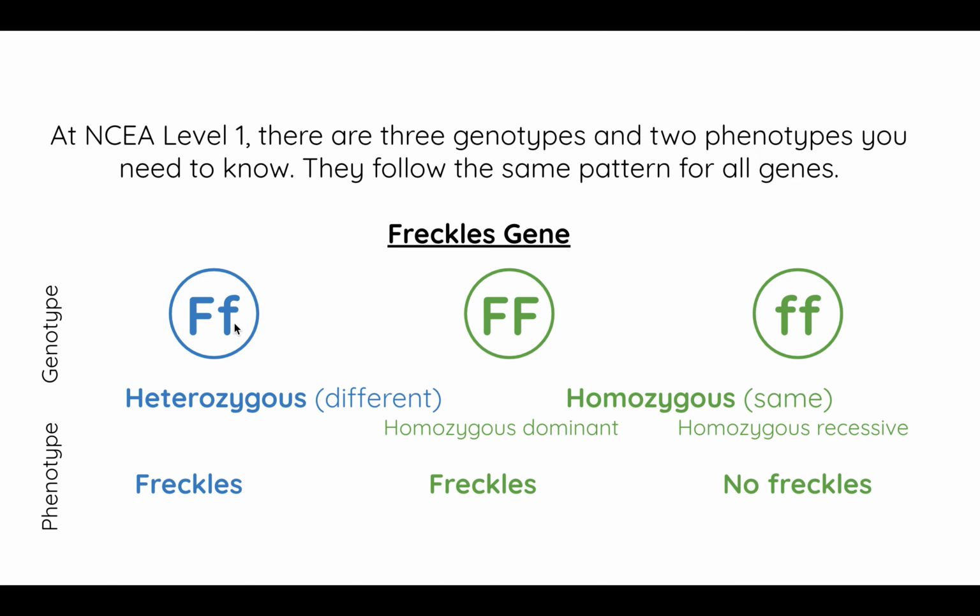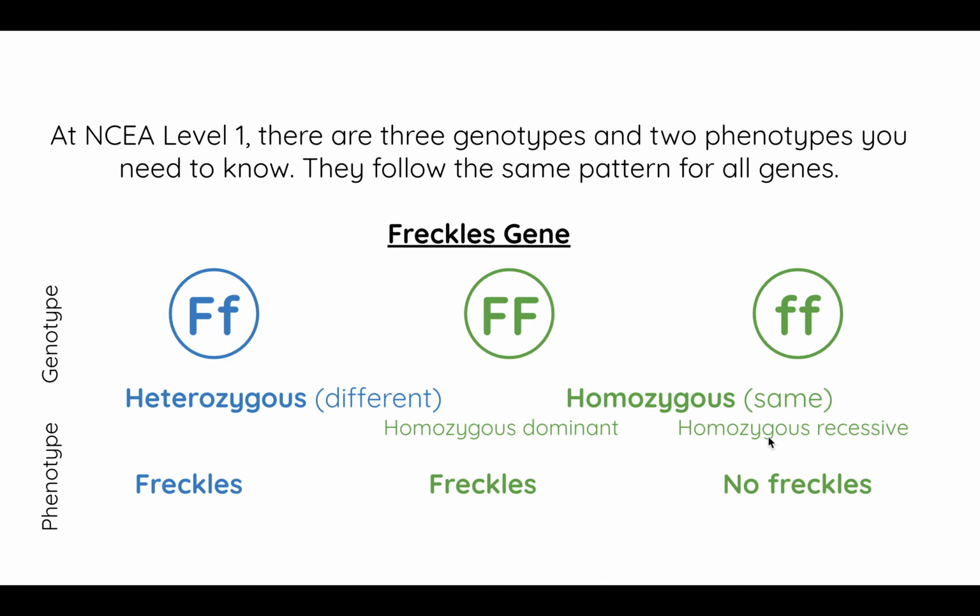This blue guy has got 2 different size letters or 2 different alleles. That is called heterozygous. So hetero means different, right? So heterosexual means you like the opposite sex, so you're 2 different sexes. And the phenotype here would be freckles, because there is a big F. There is the dominant allele in your genotype.